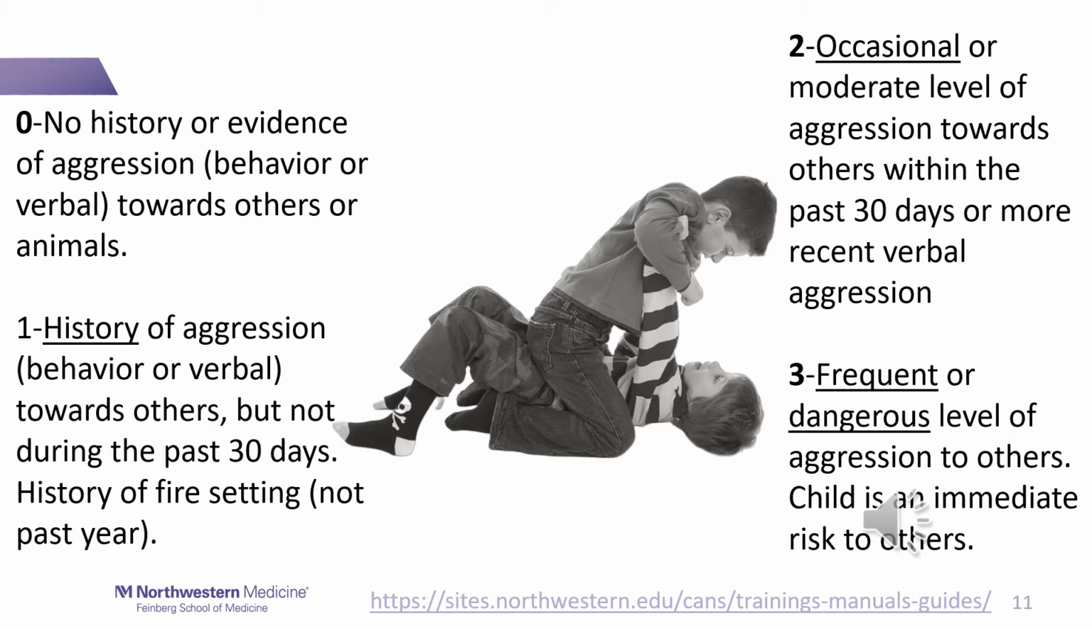Note that 1 is a history older than 30 days, and the difference between a 2 and 3 is the intensity of aggression and level of risk to others. Please also note that aggression towards animals is also included in this item.